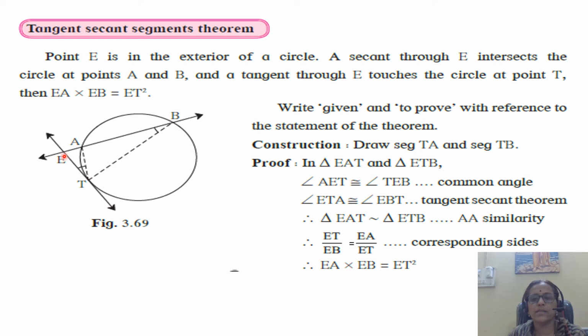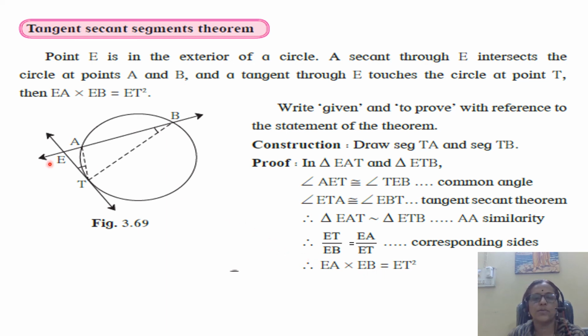Therefore, triangle EAT is similar to triangle ETB by the AA test of similarity, and so corresponding sides are in proportion, that is ET upon EB is equal to EA upon ET. Cross multiply, you have ET square is equal to EA into EB.